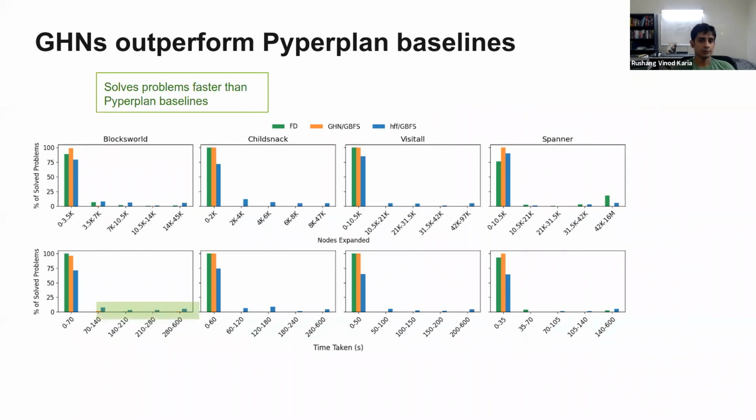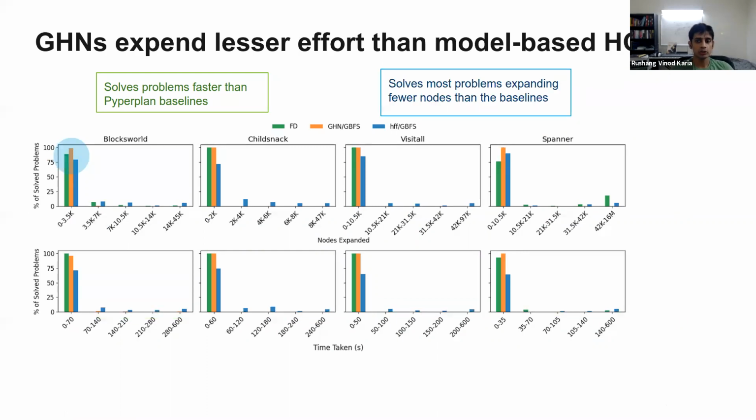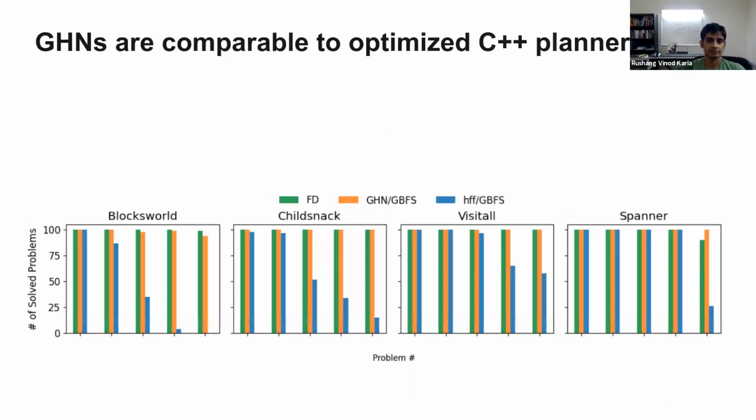Not to say, but we do outperform Pyperplan baselines in the time required, where Pyperplan takes a lot longer to solve a lot of the problems for many of the domains, whereas we solve most of the problems in the first bin itself. We also solve most problems expanding far fewer nodes than the baseline, which is evident in the circles highlighted by blue. And this is a trend that follows across different domains.